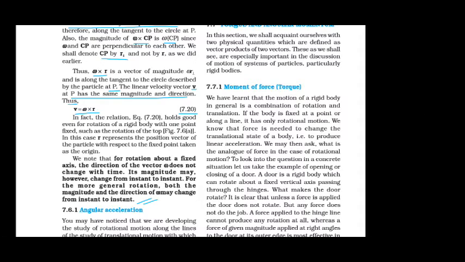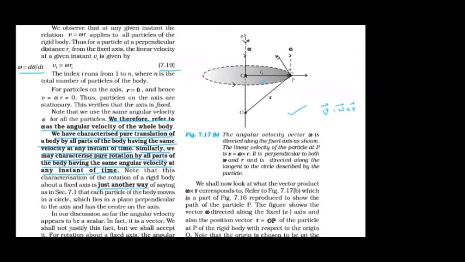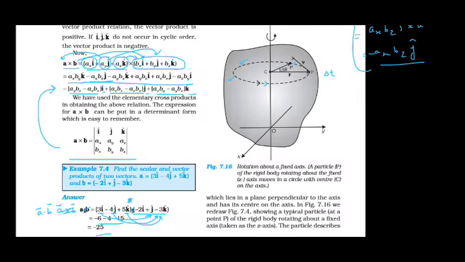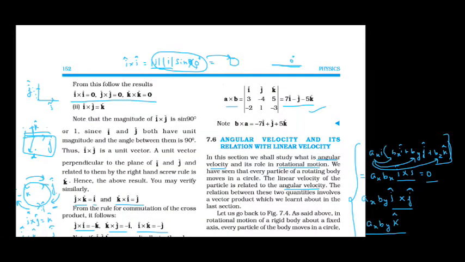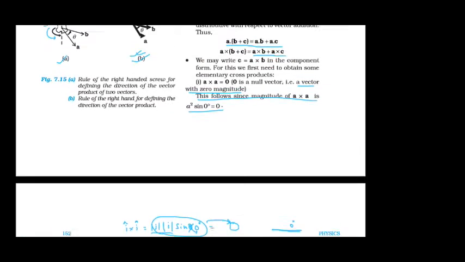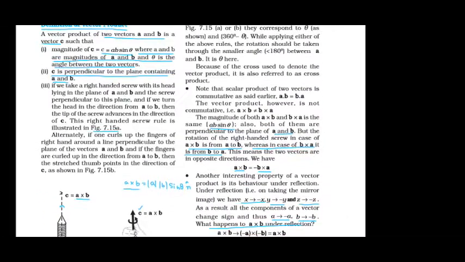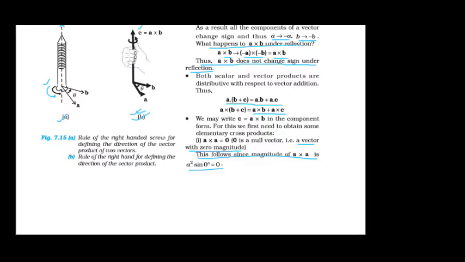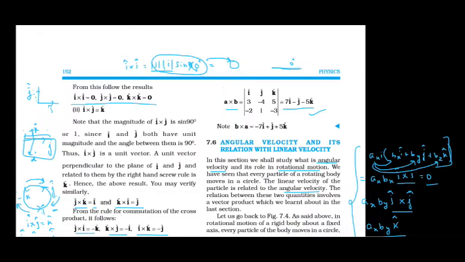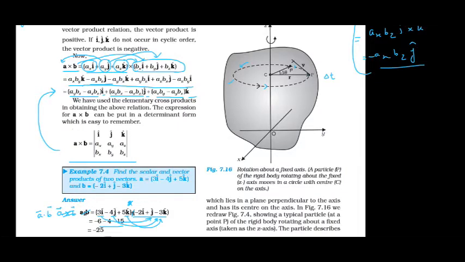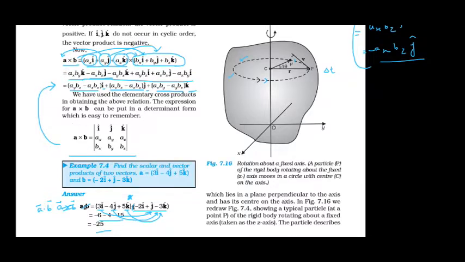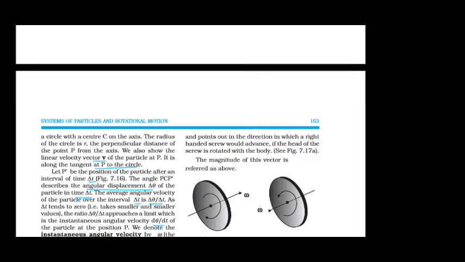So let us recapitulate what we have done today. Today we started with the vector product, a cross b is equal to ab sine theta, and we did different derivations of the vector product. We have done a few sums on the vector product. Then we came to angular velocity and the relation between the angular and linear velocities. Then we derived the expression v is equal to omega r, which is an important question.